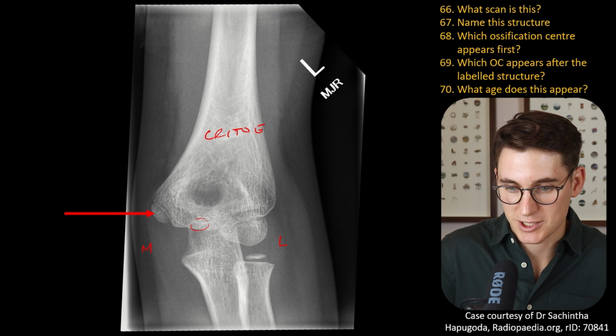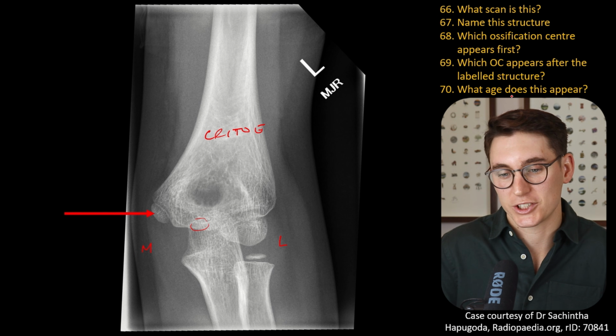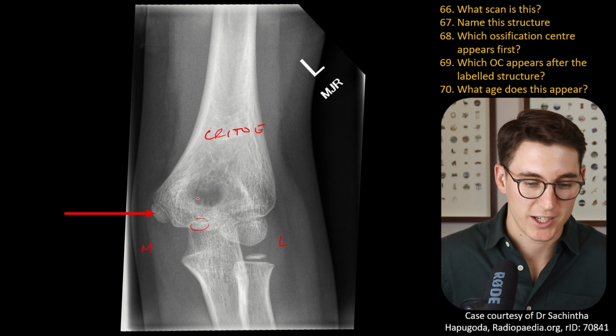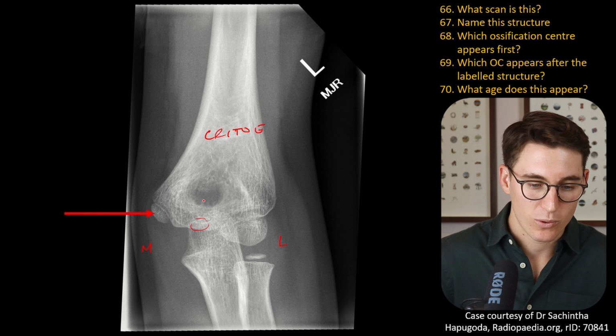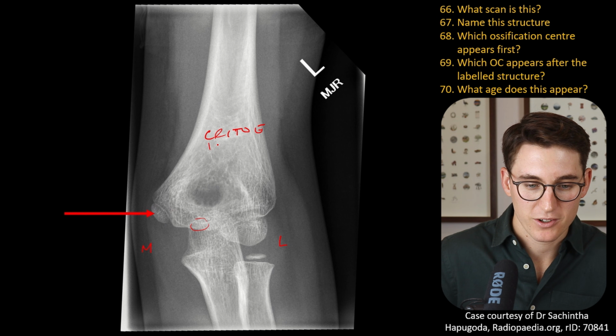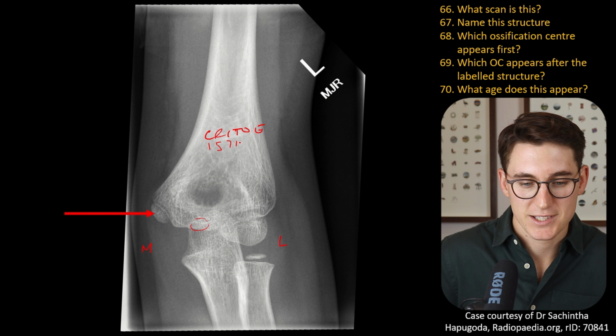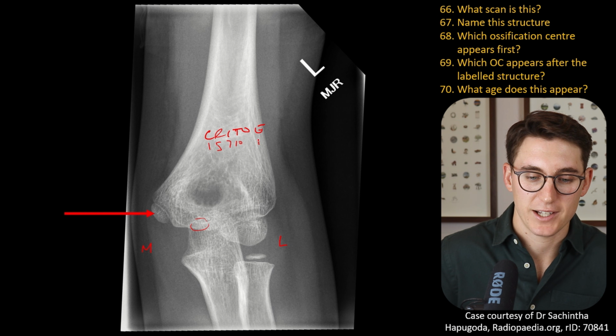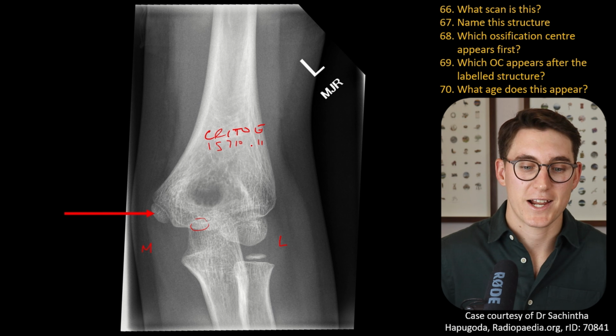Now, what age does this appear? This is a bad question. When I say this, I'm meaning the internal or medial epicondyle. Well, this appears at about 7 years of age. Capitellum at 1, radial head at 5, internal epicondyle 7, 10 for our trochlea and olecranon, and 11 years for our external or lateral epicondyle.